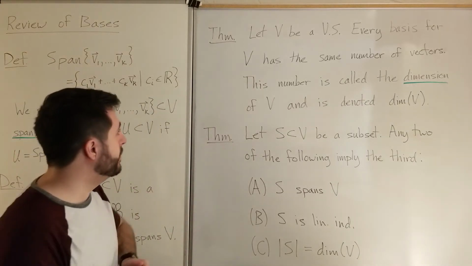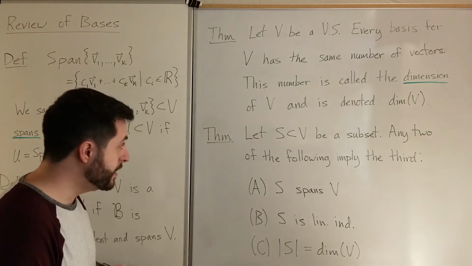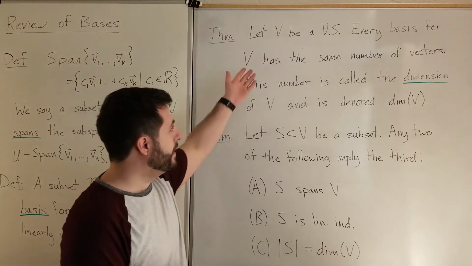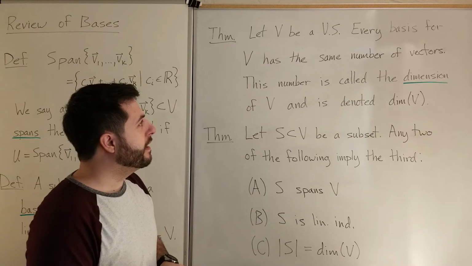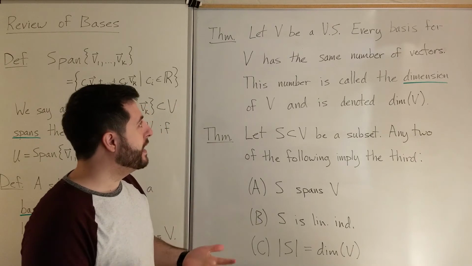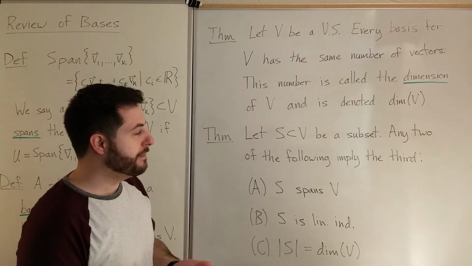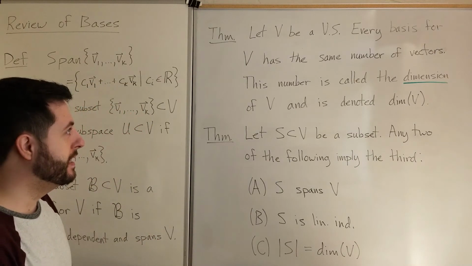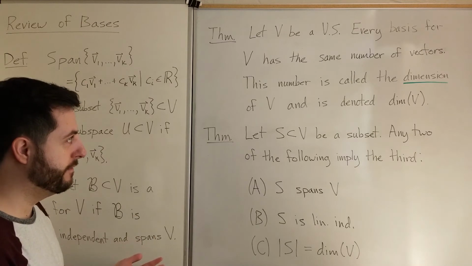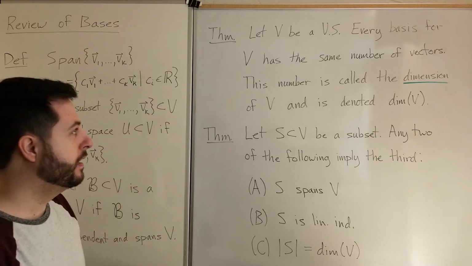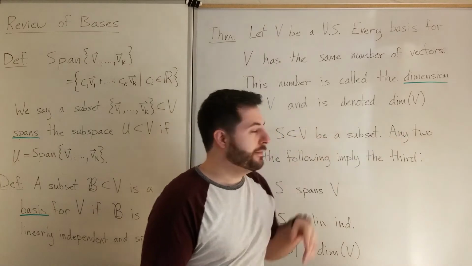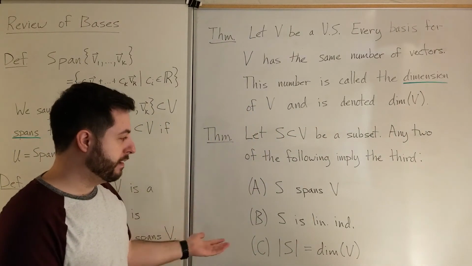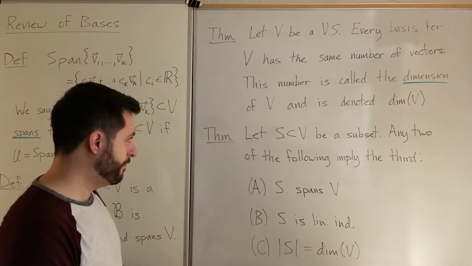Okay, so here are the first two theorems we're going to look at. This first one is both a theorem and a definition. So V is a vector space, and the theorem says every basis for V has the same number of vectors. Okay, and then the definition part of this theorem says that we're just going to call that number of vectors the dimension of V. Okay, and we're going to denote it dim V. So I'll be using that notation both later on in this video and throughout the rest of the term.